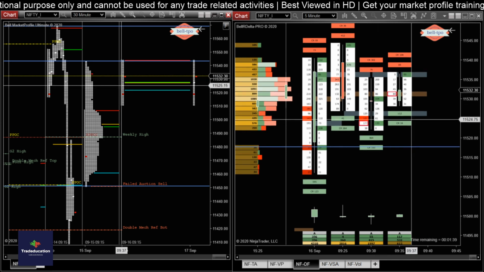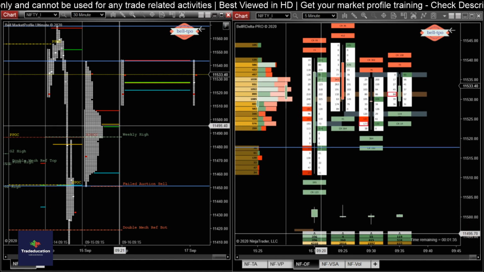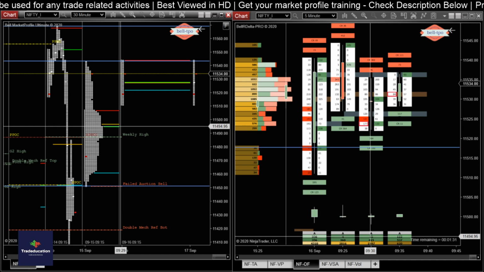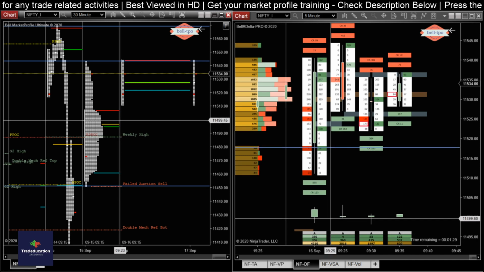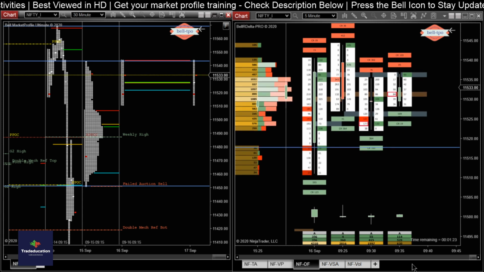So we're just chopping around the VWAP. 4,000 to 2,000 to 1,900, and right now the volume is just drying up. Not a good sign. It seems that buyers are getting shaken off.